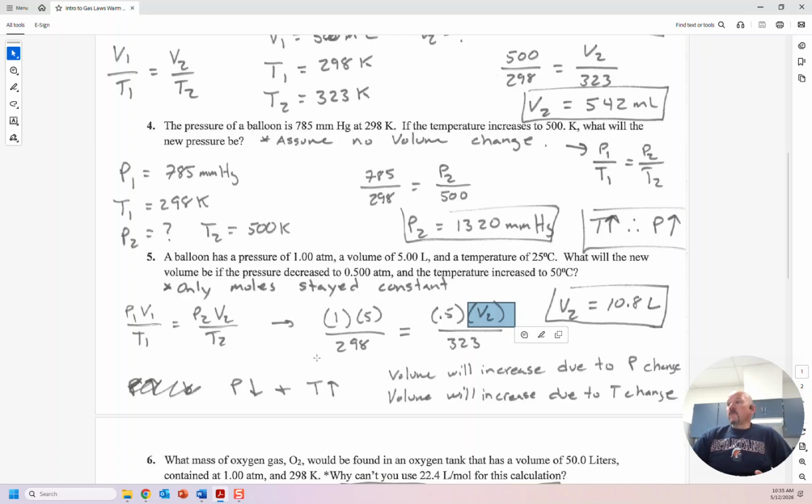So when we solve, we got 10.8. The initial volume was 5 liters, so our new volume is 10.8. So it agrees with the relationship of both of them. So we're good to go there. All right.